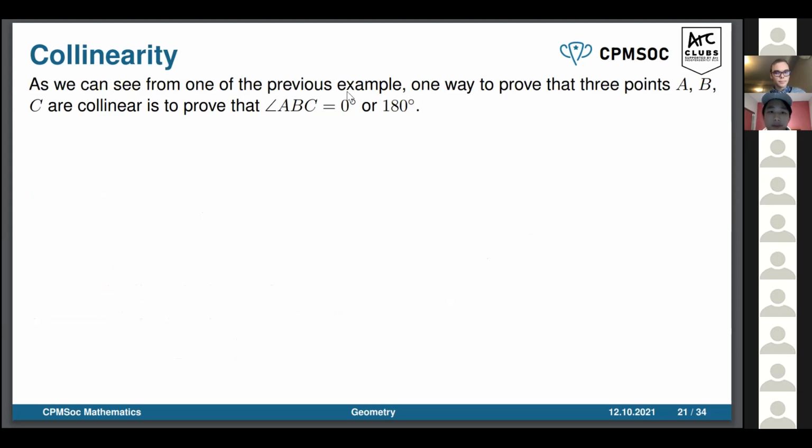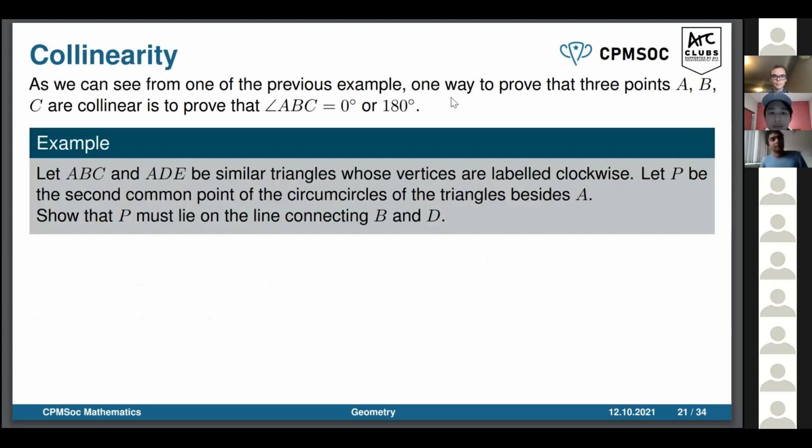Okay, that's collinearity. Okay, so in the previous examples, we saw ways of proving 3 points are collinear. So if you have 3 points ABC, you can prove the angle ABC is either equal to 0 degrees or 180 degrees.